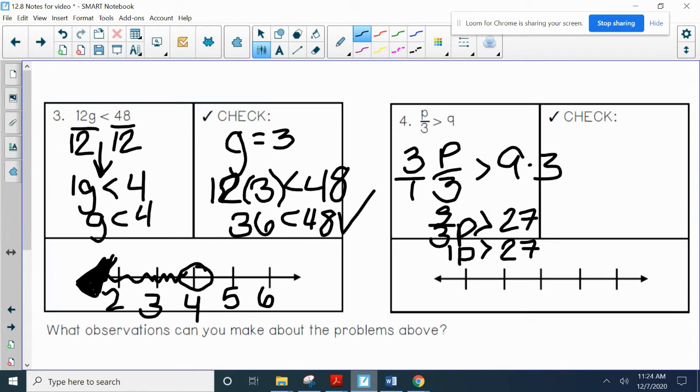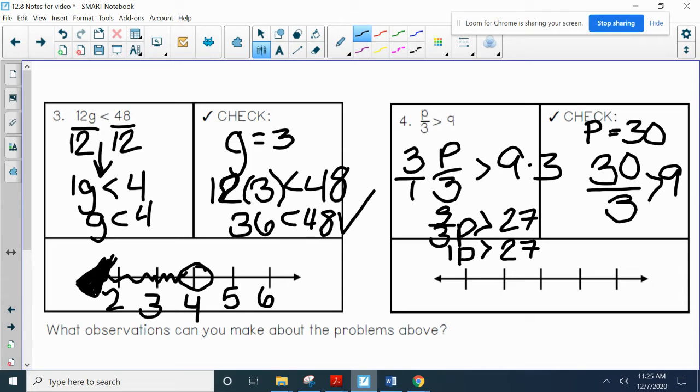So let's go ahead and pick a number bigger than 27. How about 30? So we have 30 divided by 3 should be greater than 9 because P is 30 in this case.